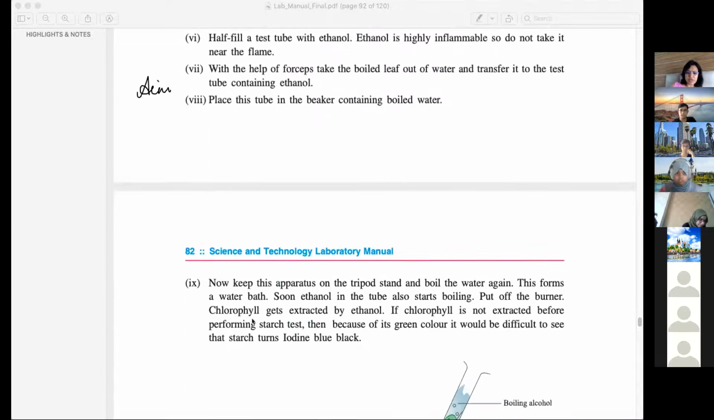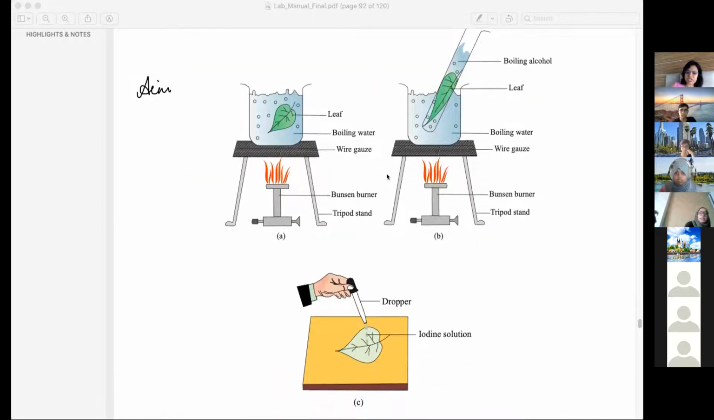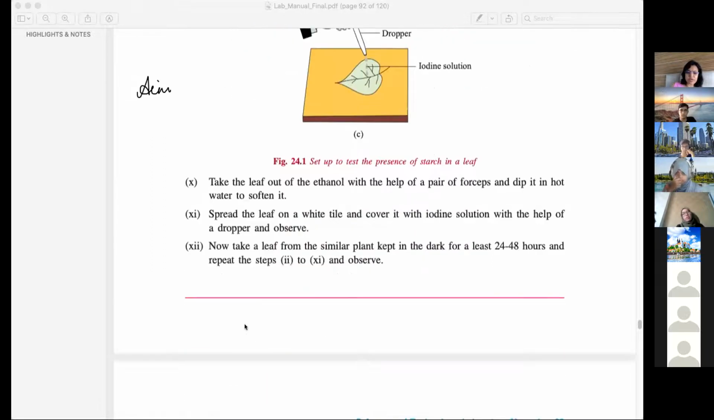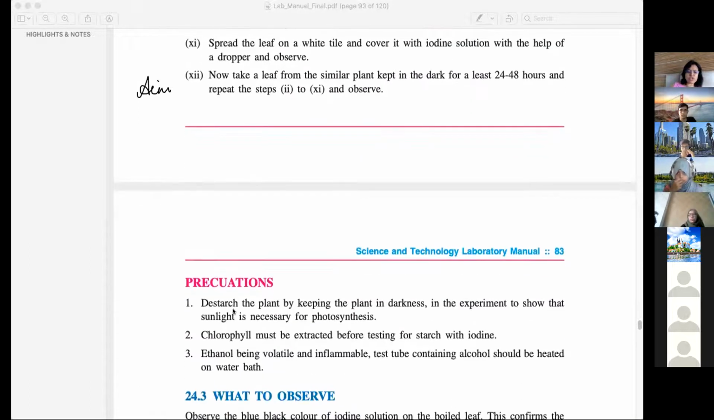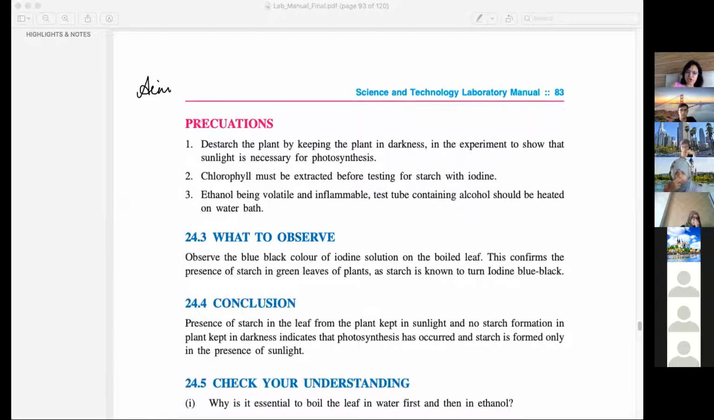Okay. And then these diagrams you will draw on the left hand side. All these diagrams, draw it. Okay. Precautions you will write. And observation may you will write. Precaution also, please write precaution also. Wherever precaution is required, you will write. Observation may observe the black blue color. This confirms the presence of starch. So this is your observation and conclusion. That's all.